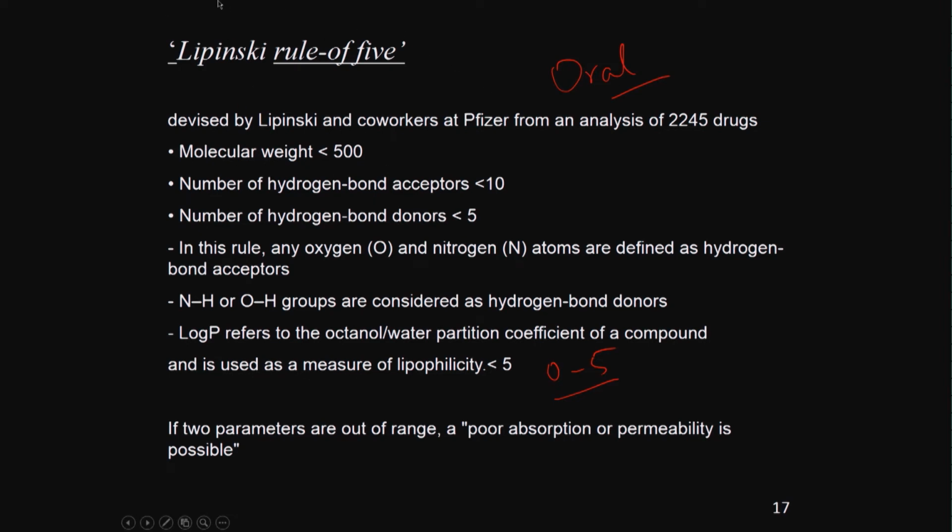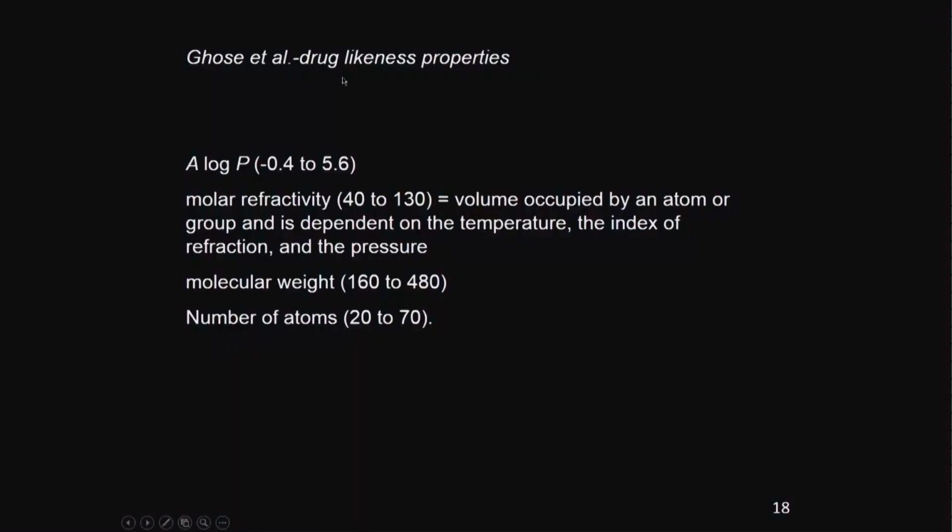So molecular weight less than 500, the number of hydrogen bond acceptors less than 10, number of hydrogen bond donors less than 5, log P less than 5, that is 0 to 5. This is called Lipinski's rule of 5. Similarly, there are many rules, as I said; we are going to look at some of them. We have another rule called Ghose et al.